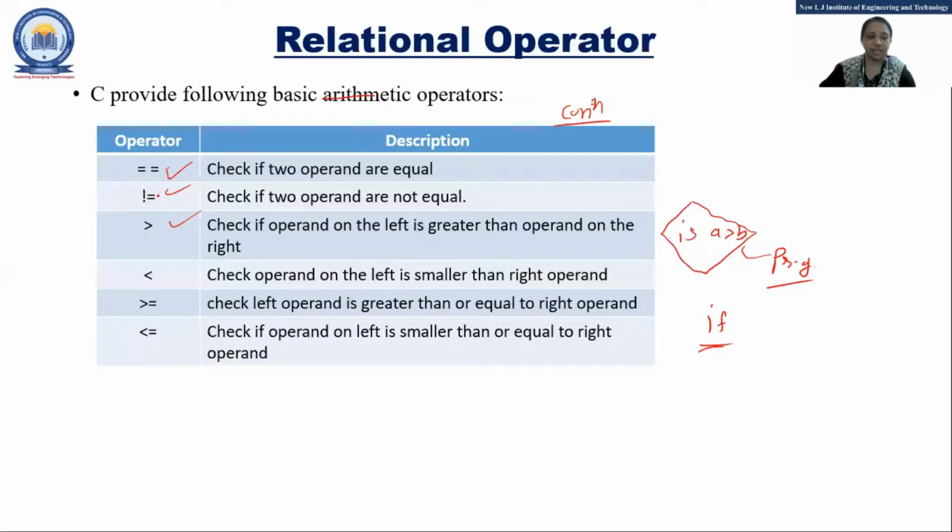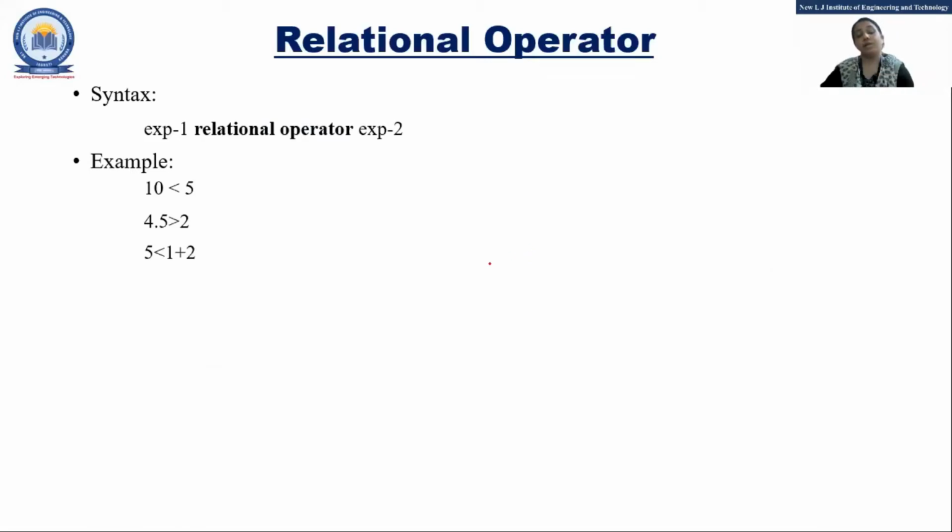The meaning is the same as in mathematics. Double equal to is used to check the equality of two operands. Greater than, less than are all the same as you use in mathematics. Relational operators are normally used with if, when there is a condition. If some condition is true, you want to execute one part, otherwise another part. At that time you will have a relational operator.